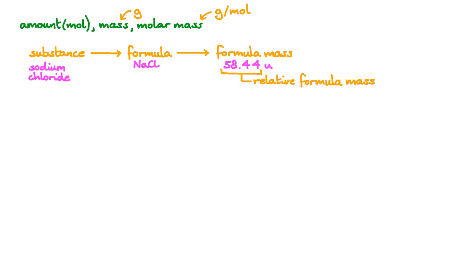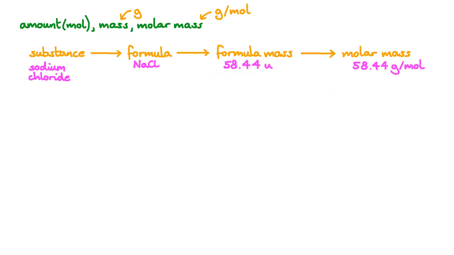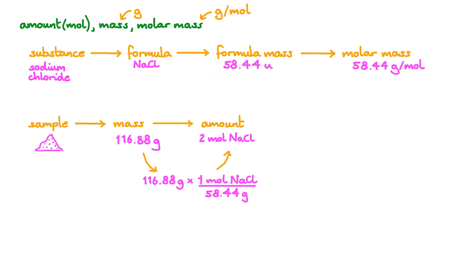If you prefer, you can use relative atomic masses to calculate the relative formula mass. The last thing you need to do with any new substance that you're trying to weigh out is work out the molar mass. This is really easy because the molar mass has the same numerical value in grams per mole as the formula mass does in unified atomic mass units. Once you've got as far as the molar mass, you can start analysing samples. In this example, we've got about 120 grams of sodium chloride. If we take the mass and divide it by the molar mass, we'll get the amount in moles, in this case 2 moles of NaCl.